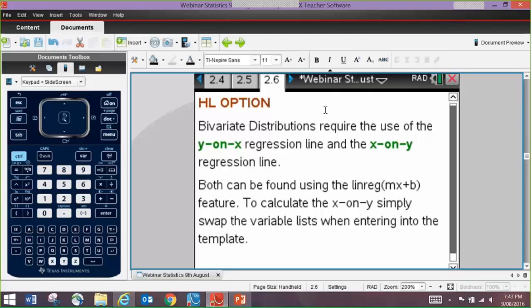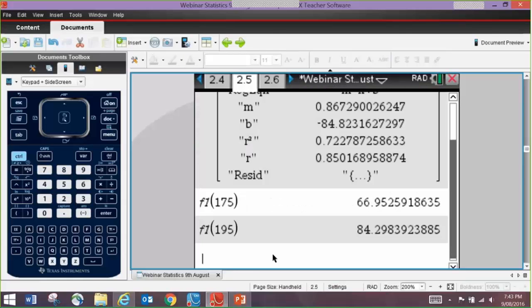Within the HL option, we not only do a regression line, which that regression line that I just did would be called the Y on X regression line, but you're also required to be able to do the X on Y regression line. Both of them are very easy to do, as I just showed with the calculator. The Y on X is when X is assumed to be known with perfect accuracy, so X is the controlled variable. If Y is the controlled variable, then we would use the X on Y.